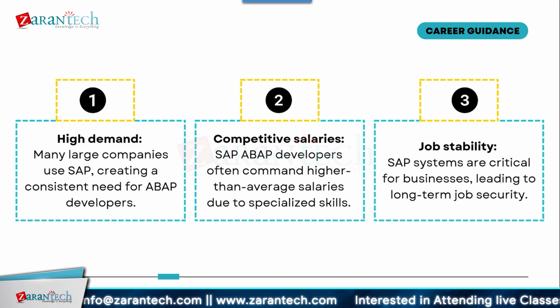Next, competitive salaries are another major benefit here. So ABAP developers are considered specialists in their field. With their level of expertise, they can often command higher than average salaries. ABAP developers in the US can earn upward of $100,000 annually, depending upon their experience and location.